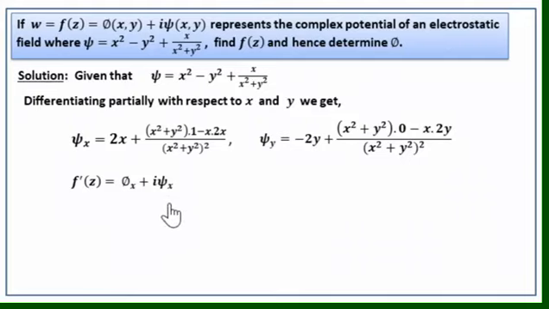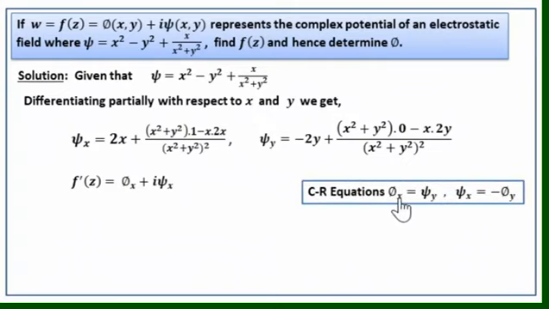z. So what is f dash of z? f dash of z is phi x plus i psi x. Okay, but here we don't have phi x, so we use the Cauchy-Riemann equation, and by the Cauchy-Riemann equation we have phi x equal to psi y, ∂phi/∂x equal to ∂psi/∂y. So in place of phi x we are going to write psi y. So f dash of z becomes psi y plus i psi x. Then substitute for psi y and psi x here in the right hand side.